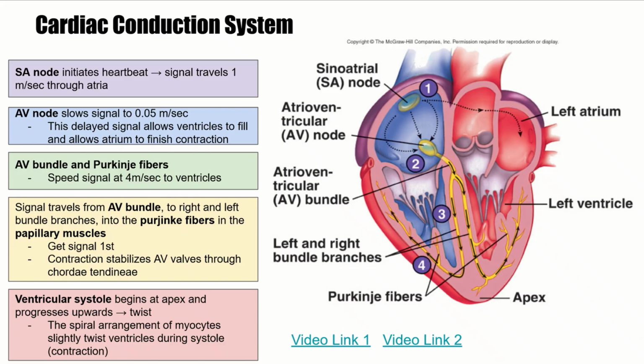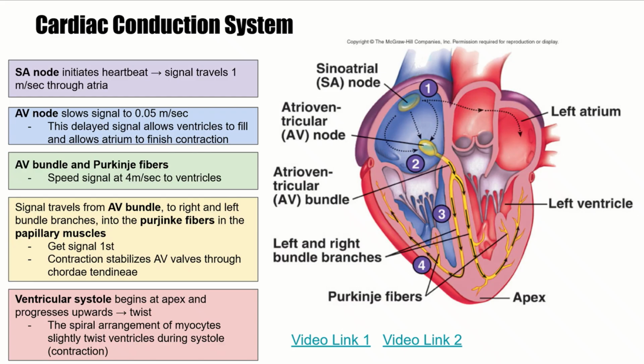This slowed down signal will travel through the AV bundle and the right and left Purkinje fibers located in the interventricular septum, where the signal is sped up. Signals travel from the AV bundle to the right and left bundle branches into the Purkinje fibers in the papillary muscles. The papillary muscles get the signal first, and contraction stabilizes the AV valves through the chordae tendineae.